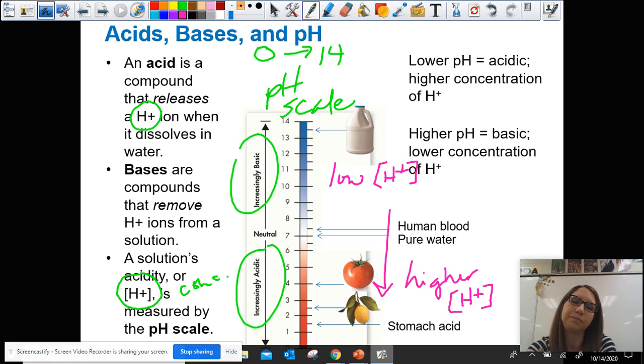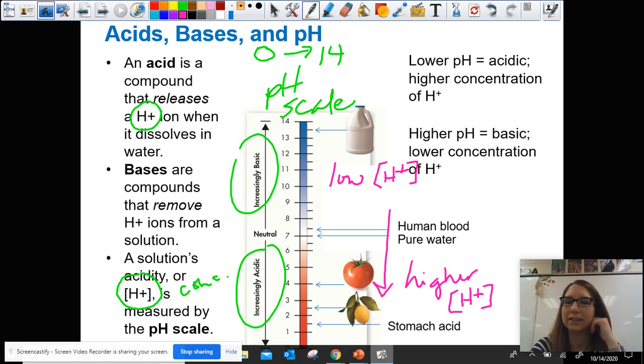All right, so they're kind of inversely related, right? pH goes up, hydrogen ion concentration goes down. pH goes down, hydrogen ion concentration goes up. And again, that has everything to do with what these acids and bases are doing in a solution.